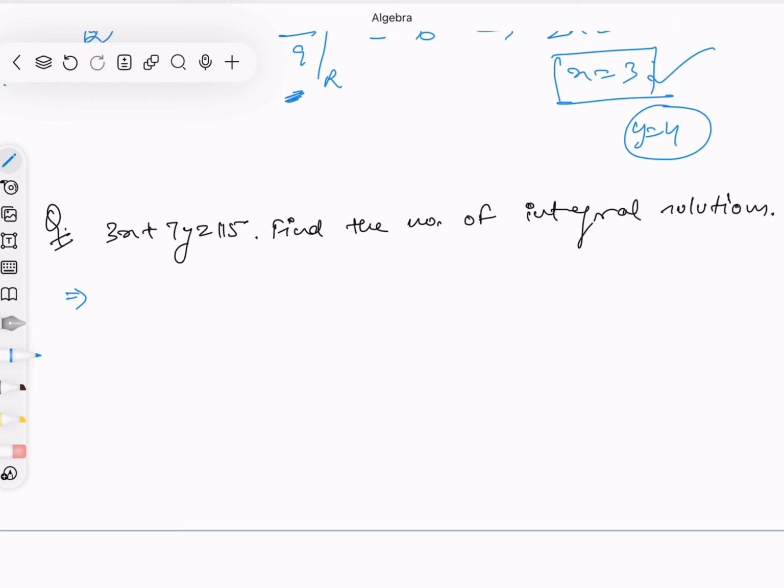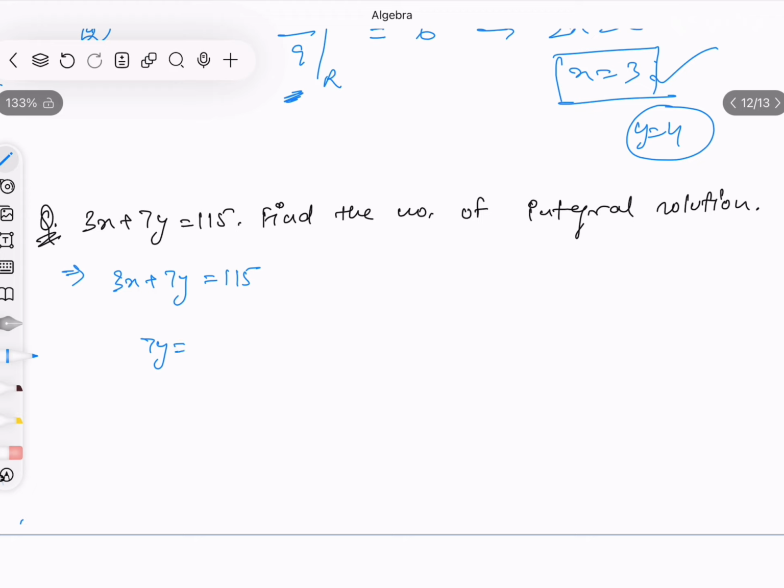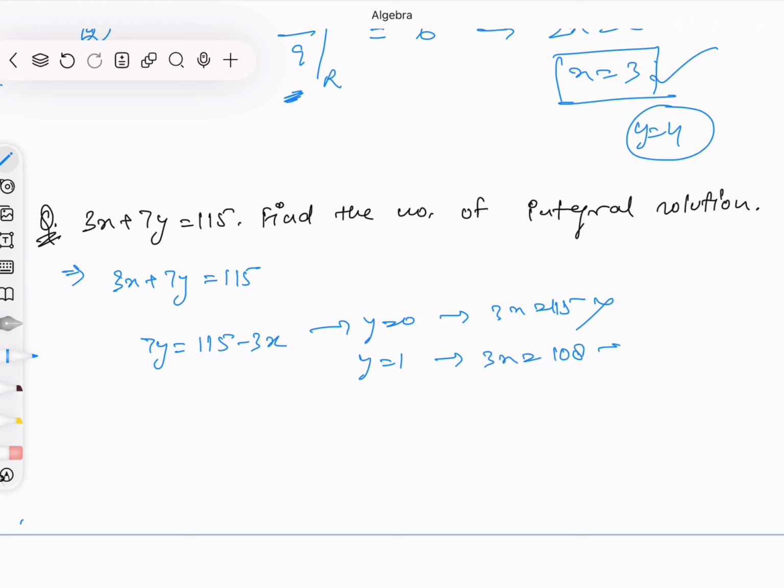So, you have the equation 3x plus 7y equals to 150. Can we write it like this? 3x equals to 150 minus 7y. Now if I put y equals to 0, then 3x would be 150. Wait, let's see: with y equals to 1, 3x would be 143, which does not divide. Let's say y equals to 1, so 3x would be 108, so x would be 36. So there you go. You have your first value.